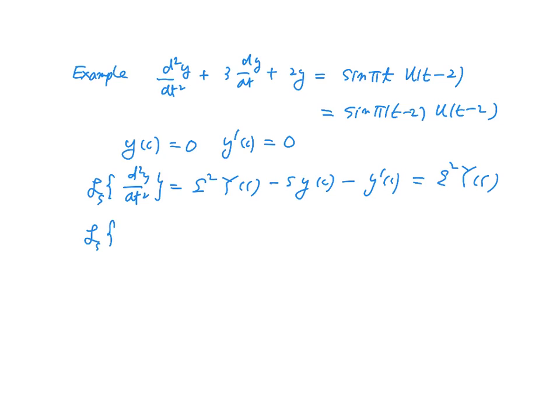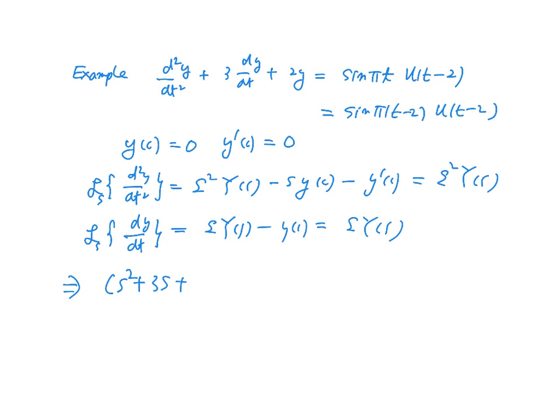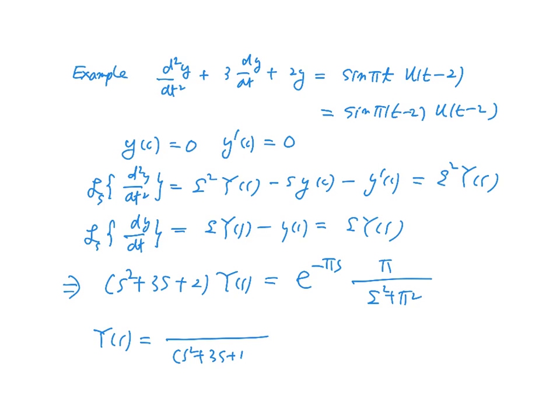And dy/dt is sY(s) minus y0, so sY(s), right? So the Laplace transformation of the total equation is (s squared plus 3s plus 2) Y(s), and this is simply exponential minus pi s times pi over s squared plus pi squared, right? So Y(s) is 1 over s squared plus 3s plus 2 times pi over s squared plus pi squared, times exponential minus pi s.